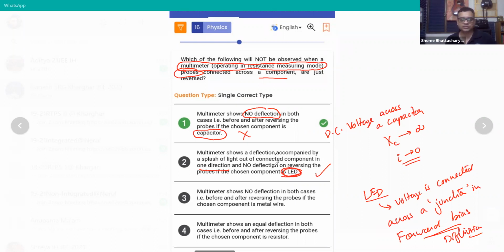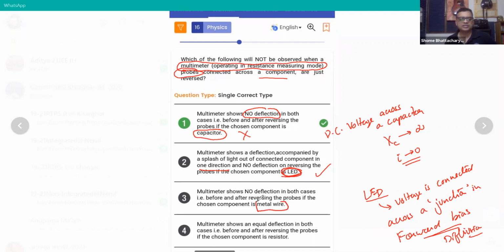So this is actually a true statement: there will be a flash of light and it will show a certain amount of resistance when you connect it like this, and there will be no deflection on reversing, because you've connected it in reverse bias. And the third one: multimeter shows no deflection in both cases, before and after reversing the probes, if the chosen component is a metal wire.